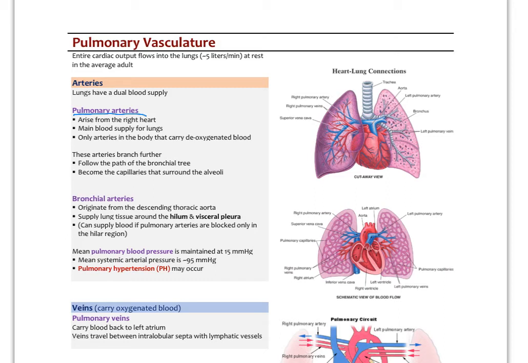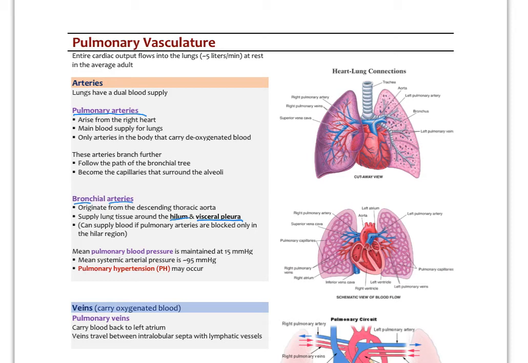Now, there is a second arterial system which provides fresh oxygenated blood to the lungs, and those are the bronchial arteries. They originate from the descending thoracic aorta, and they supply the lung around the hilum and the visceral pleura. So the hilum gets more oxygen, and the visceral pleura also is oxygenated by the bronchial arteries. And so this can provide some oxygenation there.